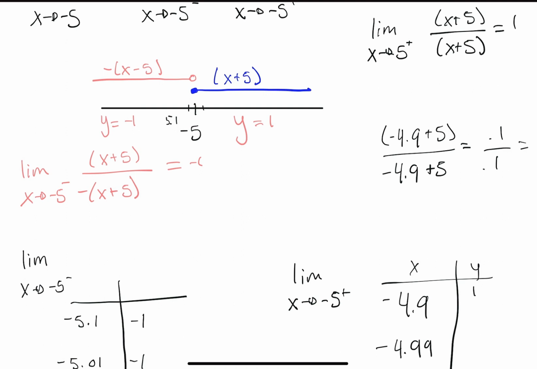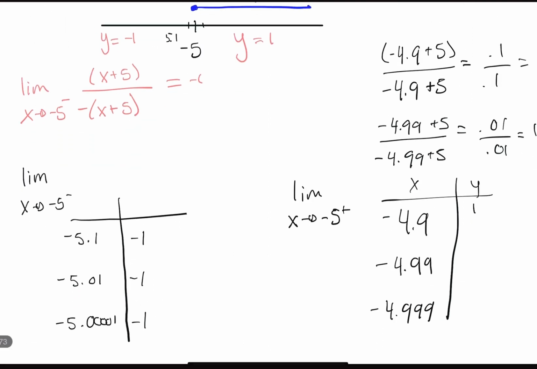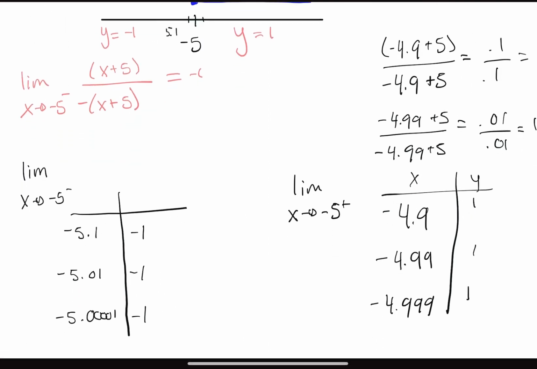If I were to have -4.99 plus 5 over -4.99 plus 5, this is equal to 0.01 over 0.01, which is equal to 1. And then this is also going to be 1.